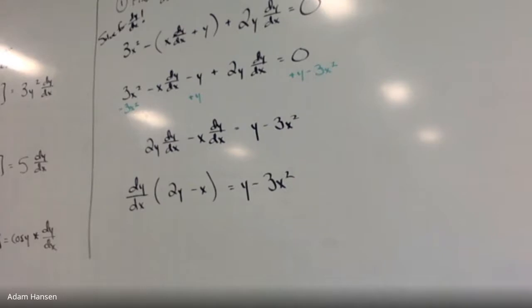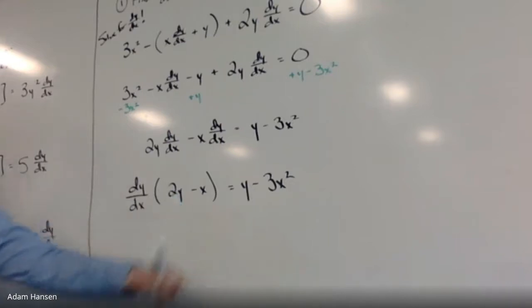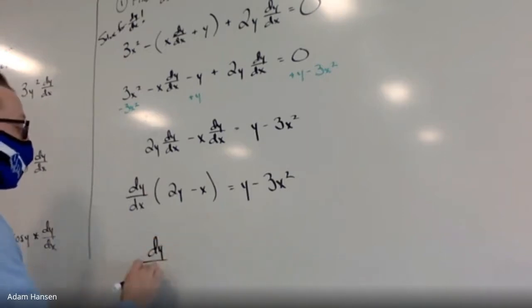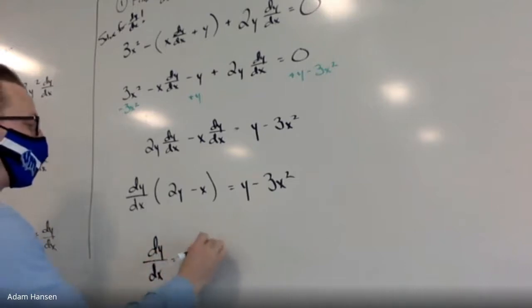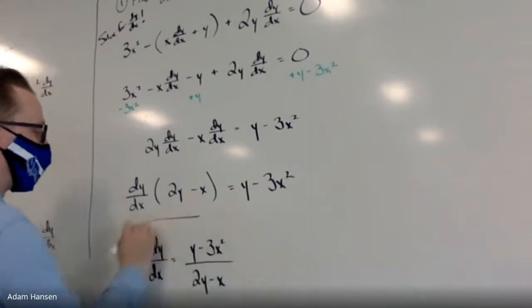One last step, solve for dy dx by doing what? Because I need to get rid of multiplying by 2y minus x, so let's just divide by that to cancel it out and have our final answer for the derivative. Here we go, final answer, dy dx, it's tough to say fast, equals y minus 3x squared divided by 2y minus x.